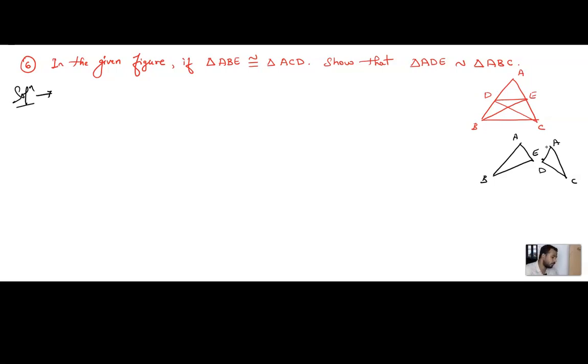It's a very simple problem. Nothing to worry. First, what is given, children? Triangle ABE is congruent to triangle ACD. It's given. Now what can we say, children? We can say that AB is equal to AC because both the triangles are congruent. Then even the sides will also be equal. AB is equal to AC and AE is equal to AD.